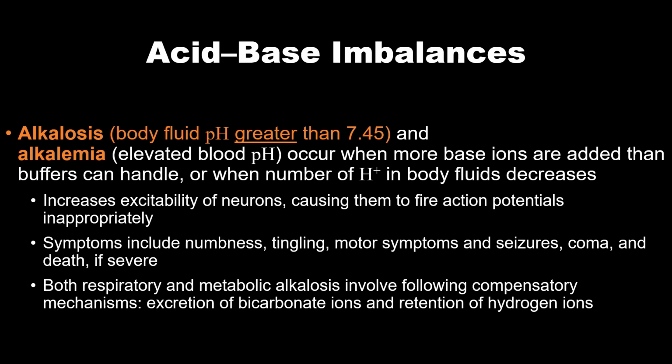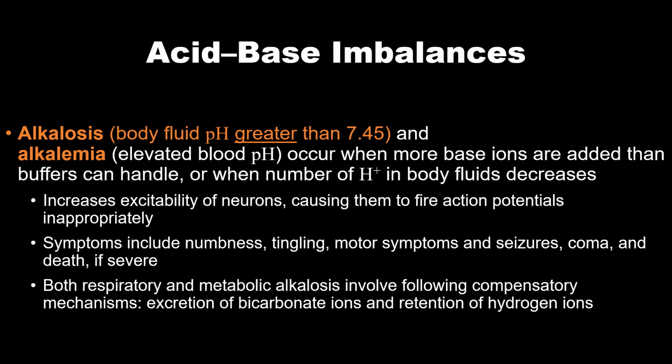Alkalosis, not to be confused with alkalemia. Again, alkalosis is body fluid, alkalemia is just blood. But alkalosis is a body fluid pH of greater than 7.45. And this occurs when there's more base in the blood or more base in the body fluids than the buffers can handle, or when there's not enough hydrogen in the body fluid, the number of hydrogen ions in the body fluid lowers and decreases.